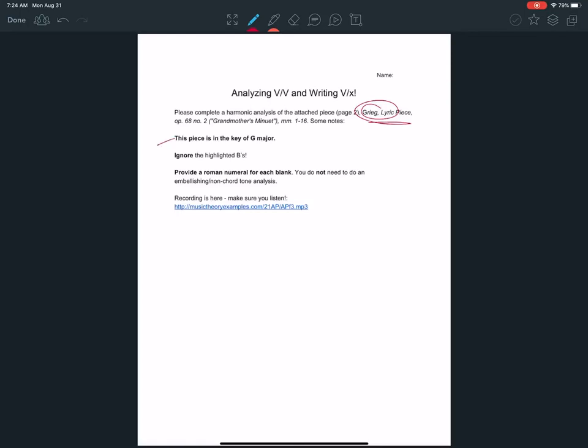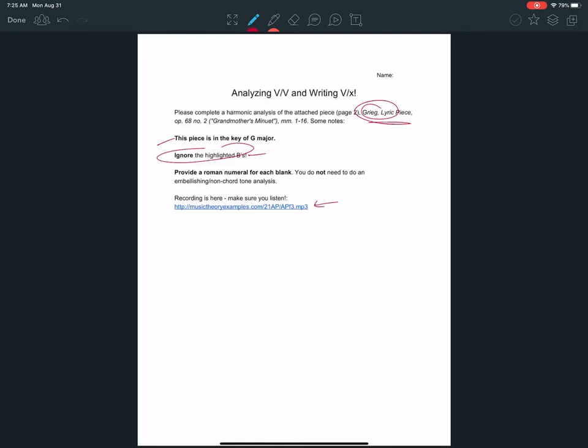This piece is in the key of G. I want you to ignore the highlighted B's. These are non-chord tones. They actually cause extended tertian harmony. They're like 9 chords, but we haven't really talked about that, so we'll just ignore them for now. And then you're going to put a Roman numeral for each blank. You do not need to do an embellishing tone analysis, so you don't have to do passing tones and label all that stuff.